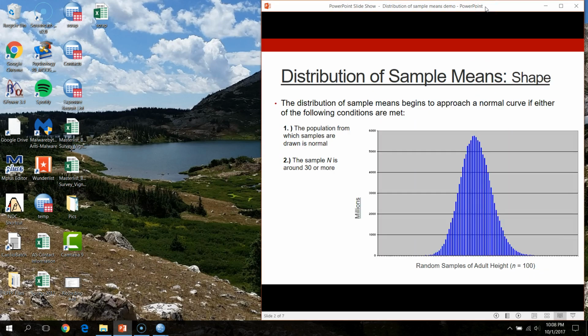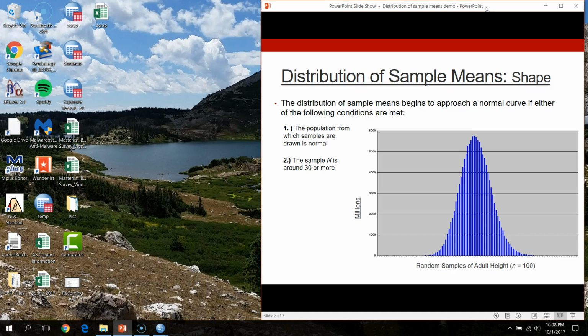As a refresher, remember that the distribution of sample means has a specific shape. The distribution approaches a normal curve under two conditions. One, if the variable that we're looking at has a normal distribution in the population. If we're looking at something like height or different personality characteristics, things we would expect to have a normal distribution in the population, then the distribution of sample means is going to approach normality very quickly.